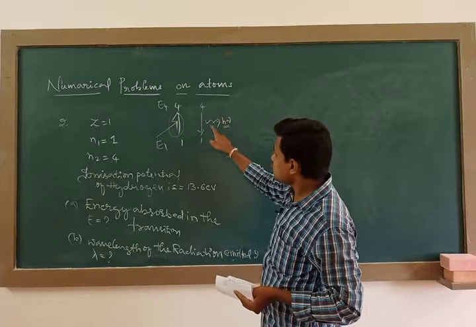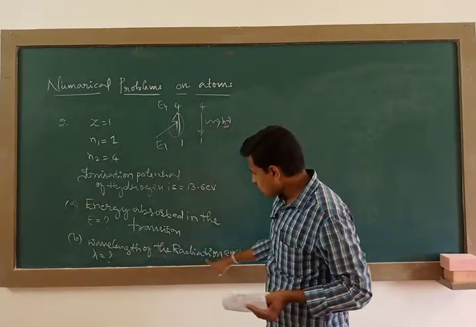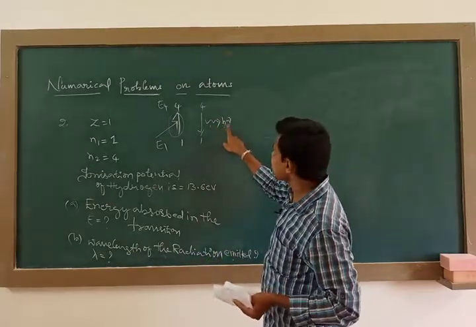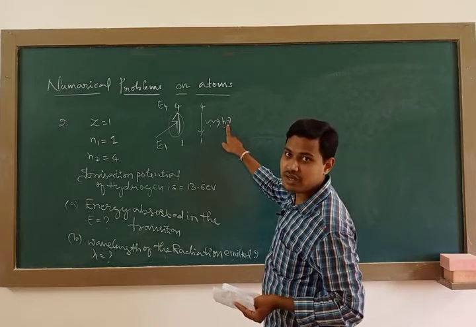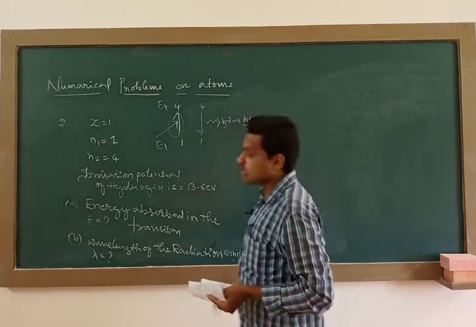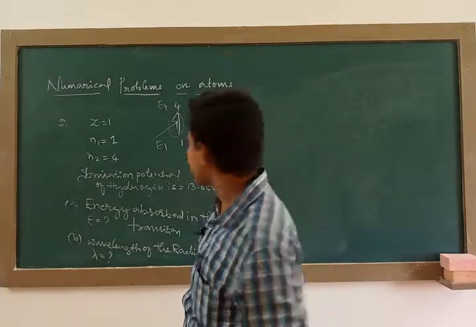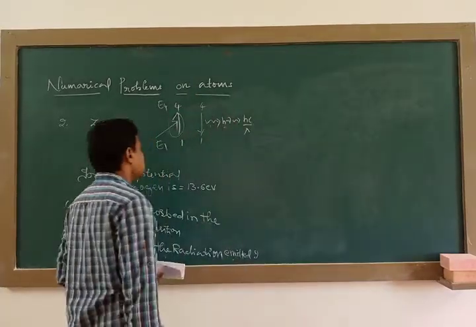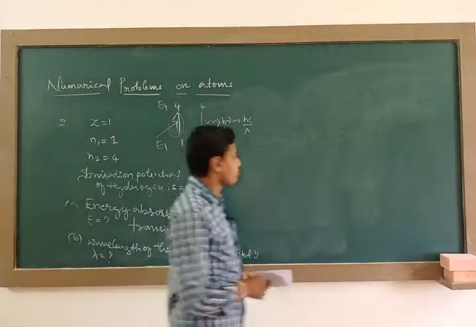So during their emission, they are asking you to find the wavelength. If this is the energy associated with the radiation, H nu, this H nu can be written as Hc by lambda. So therefore, it is a very simple problem. We shall see the solution of it also.